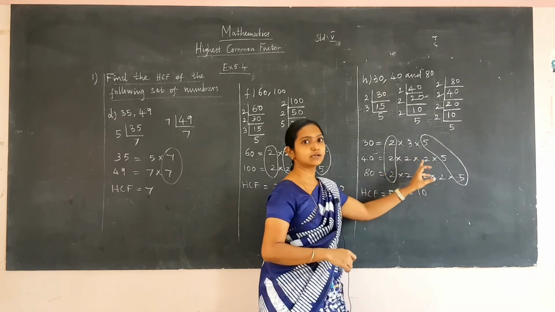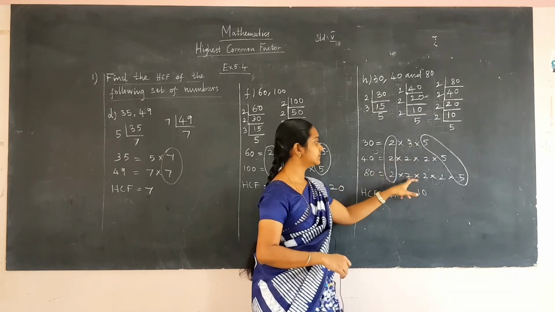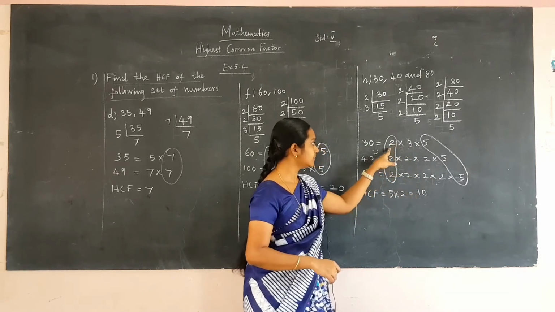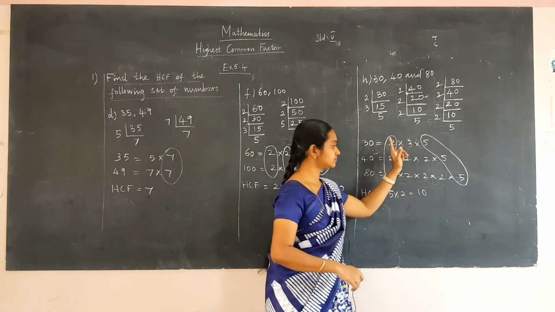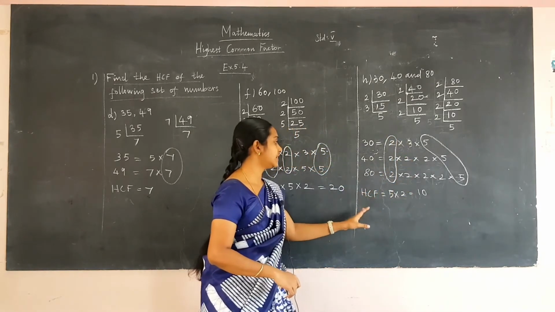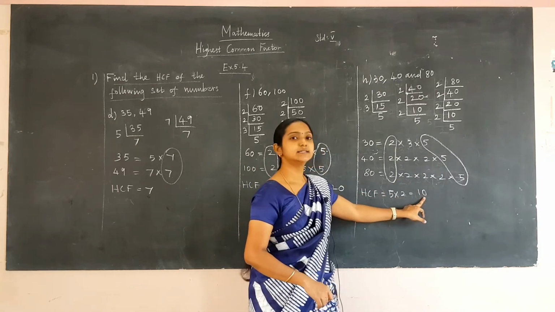We have to circle only if the number remains in all 3 of the numbers. 2 should be there, in this number, and here too. Only then should we circle it. So we have only numbers 5 and 2. So HCF of 30, 40 and 80 is 10.